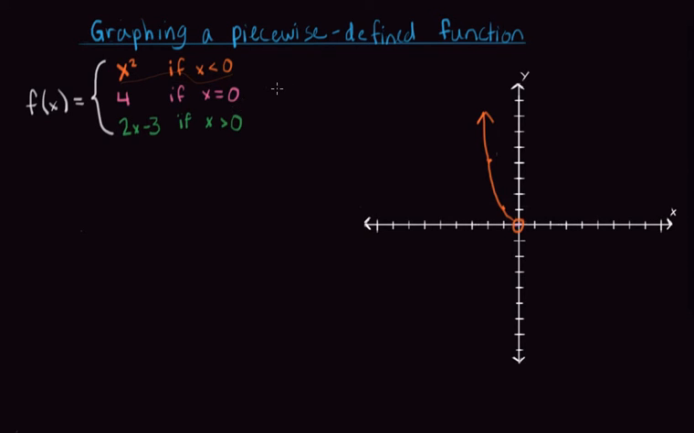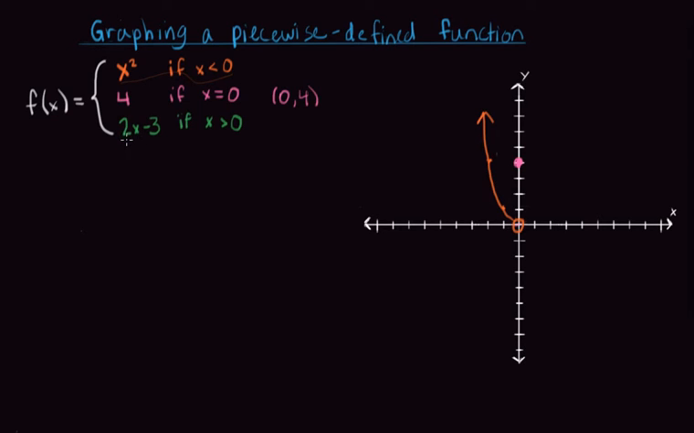Now the next piece says that f of x equals 4 if x equals 0. This gives us the point 0, 4, and that's it. So 1, 2, 3, 4, because we have a single value for x, which is 0, and a single value for y, which is 4. It just gives us a single point. Now we can move on to the green part.